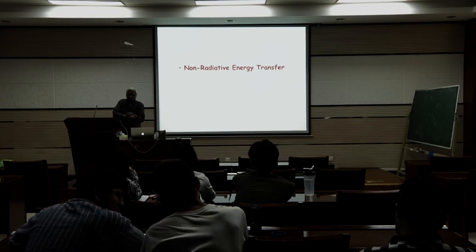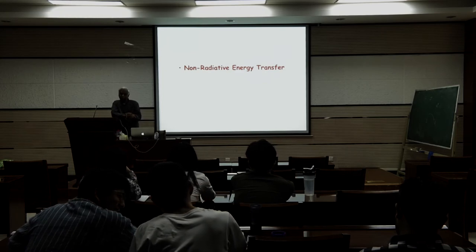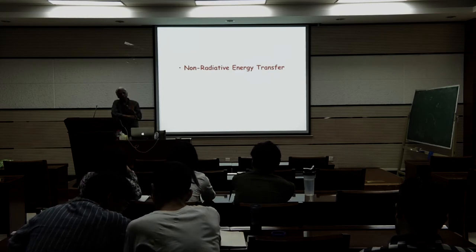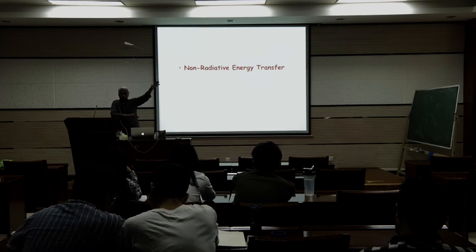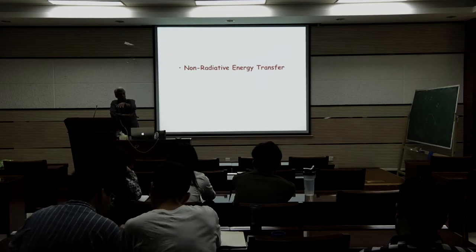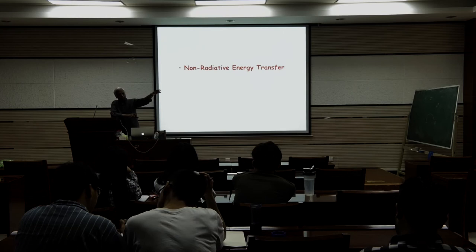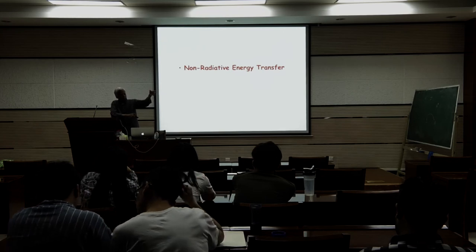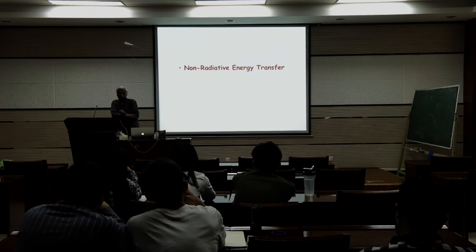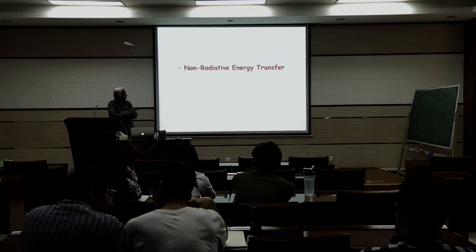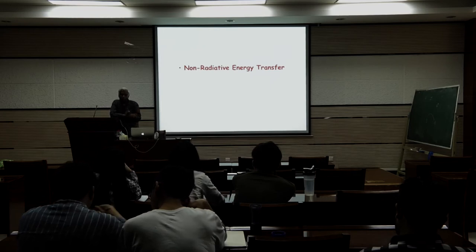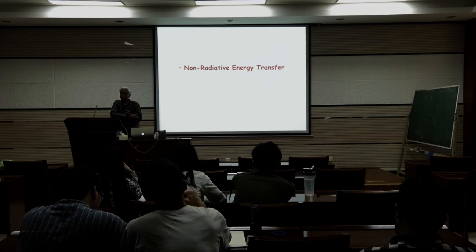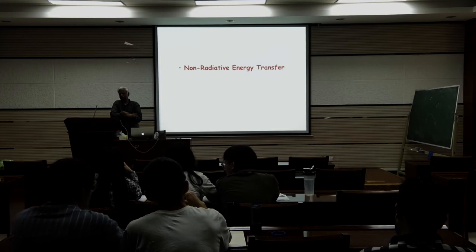But in this case, when the energy transfer is taking place, no light is involved. The first light is used only to excite the donor. To excite the acceptor, we are not using any light. Whatever was used to excite the donor is transferred to the acceptor. So this energy transfer is called non-radiative. Radiative means there is light. Non-radiative means no light. There is no light involved in this energy transfer process.